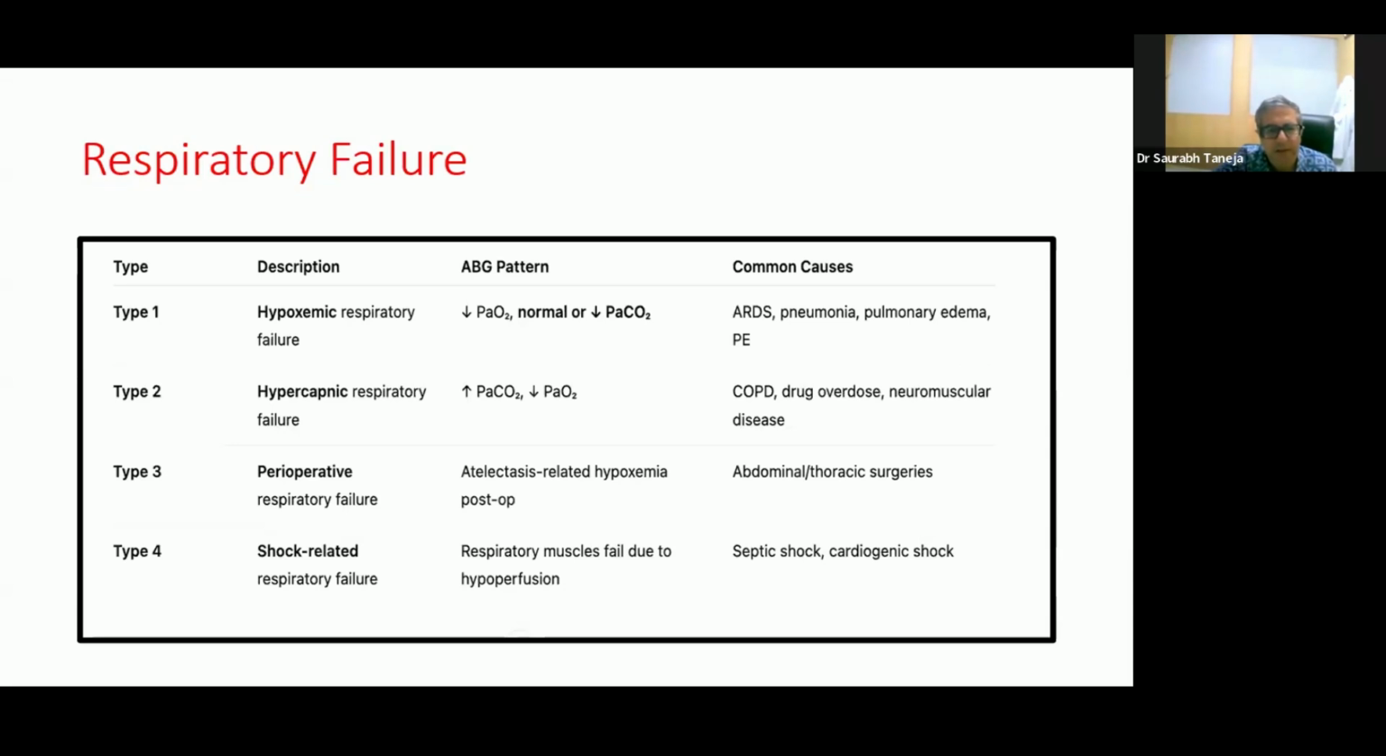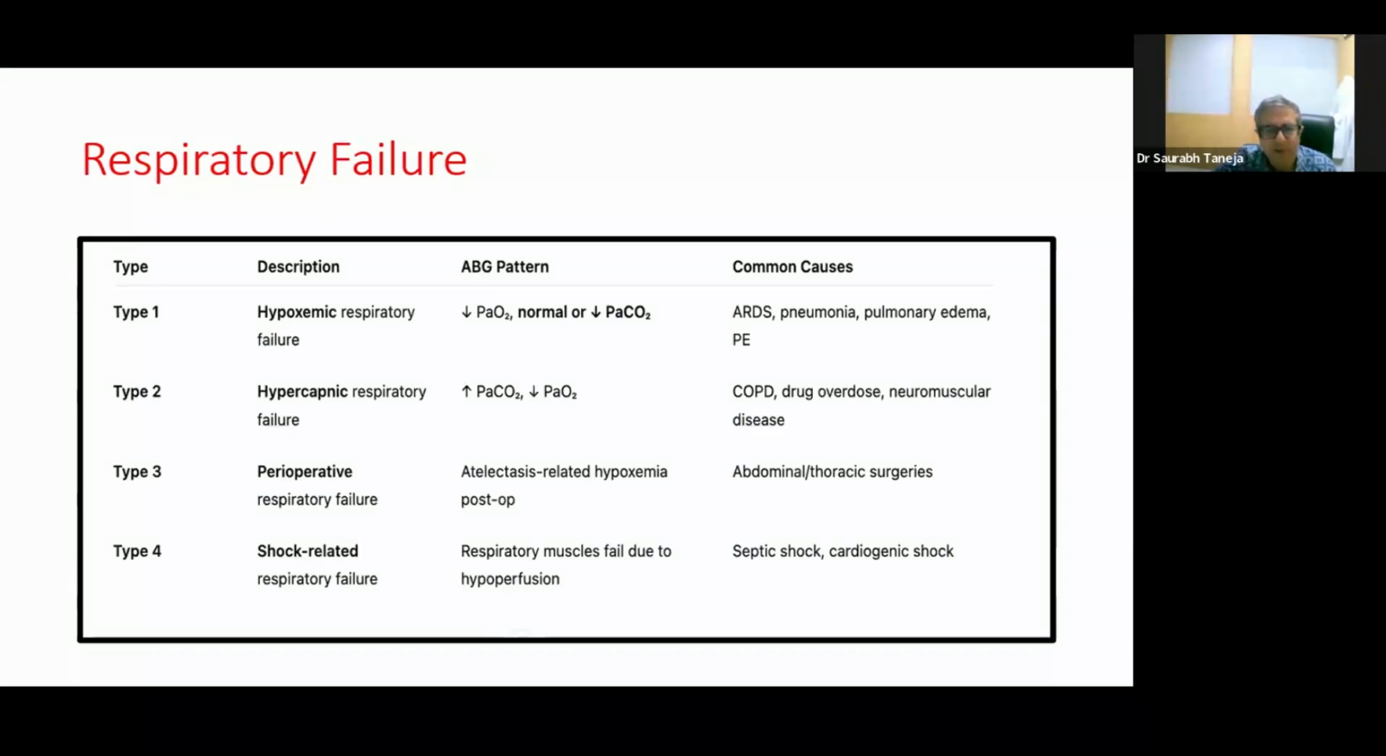When we talk about hypercapnic respiratory failure, it can be due to drug overdoses. The patient's ventilator drive can be decreased. There can be a neuromuscular disease. The patient is unable to take an adequate tidal volume, or the patient may suffer from COPD. So PaO2 is also less and the PaCO2 is also increased.